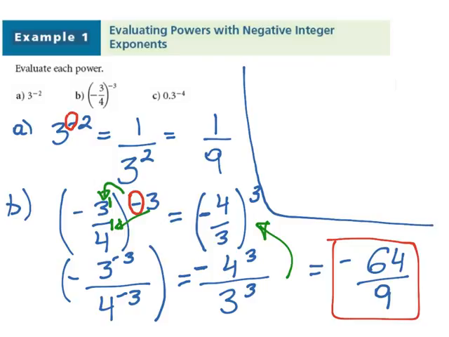Part C, unfortunately there is no quick way to do this question. So we're just going to use the calculator. This is how we're going to use the calculator. We're going to press 0.3, the hat for the power, and then you have to use a specific button on your calculator to press the negative button.